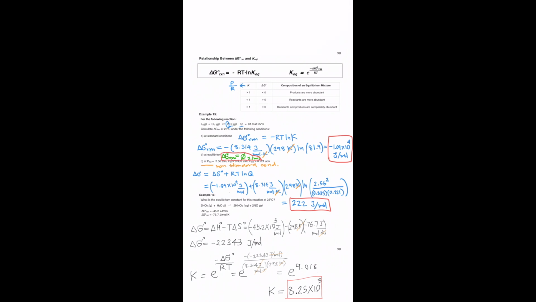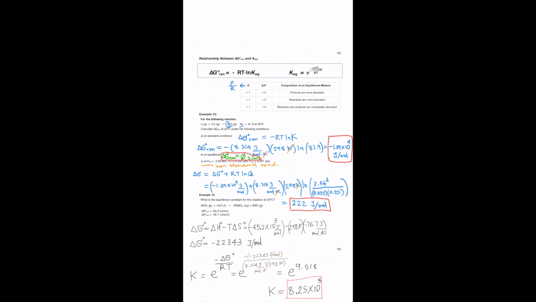And when you plug the delta G into the equilibrium constant equation, you are going to take the negative of the value of the delta G divided by the gas constant times the temperature, and e to that power. You are going to get the equilibrium constant to be around 8,000. Again, the equilibrium constant has no unit. If you check the unit, all of the units will eventually cancel out. Therefore, the equilibrium constant will have no unit.